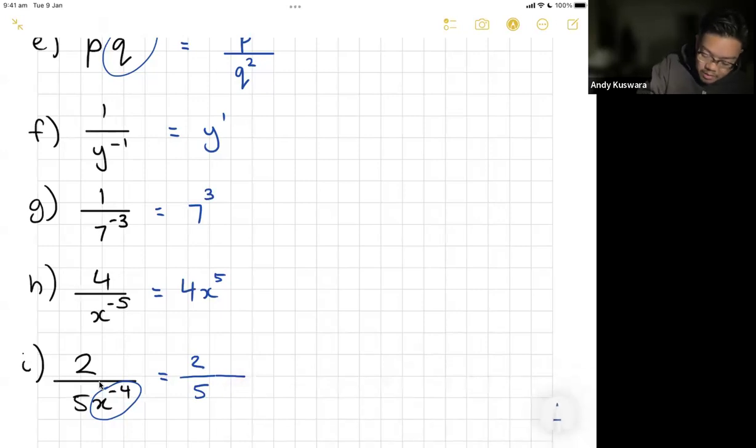Whenever you see a negative indice, if it's at the bottom of a fraction, it's now at the top. If it was at the top, if it's no fraction, it is now at the bottom of a fraction. Okay, so the negative indice means it's kind of like flipping it a little bit. Okay, now this one, remember, we only move the x to the 4 because the -4 only relates to the x. Okay, so everything else stays as it is.